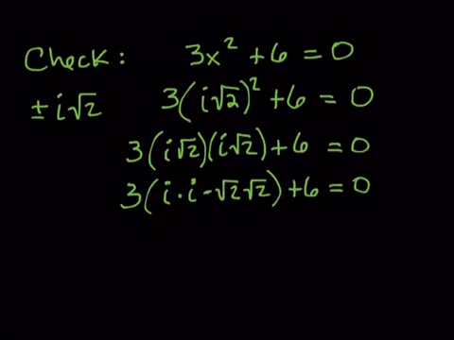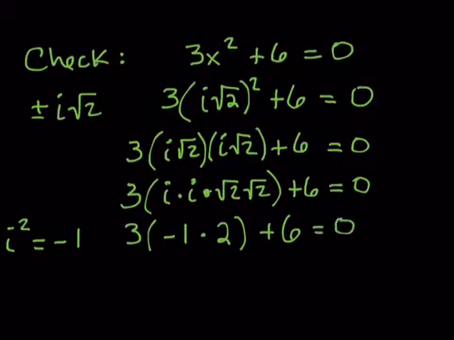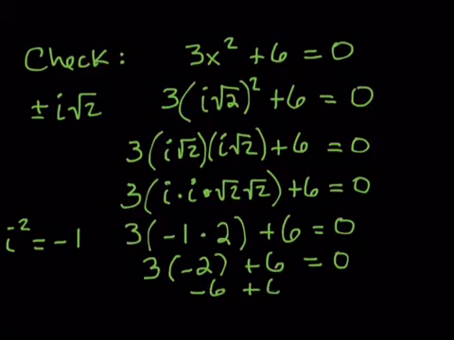All right, so i times i is i squared, and if you remember in the previous video, we had a definition that said i squared was equal to negative 1. Right? So i squared is negative 1, and then square root 2 times square root 2 is 2. So now I have 3 times negative 2 plus 6, and that gives me negative 6 plus 6, and then negative 6 plus 6 is 0, so that checks out.